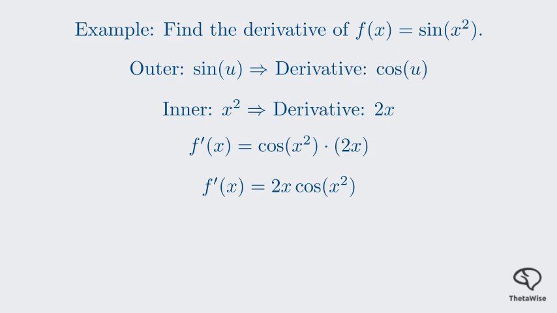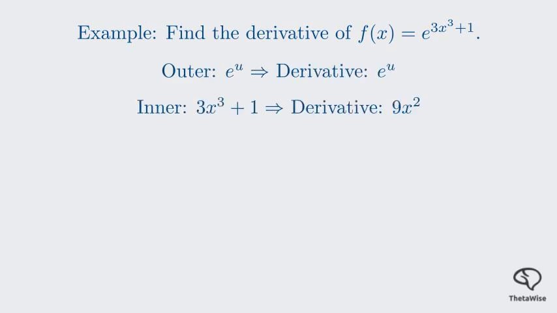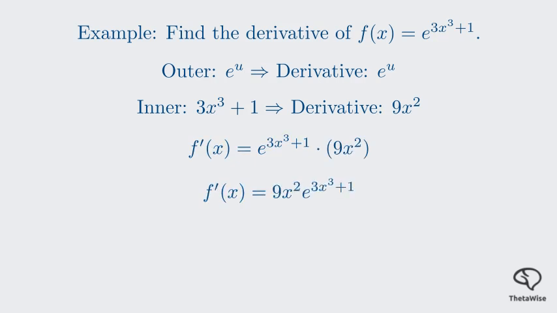Finally, let's look at an exponential function. Find the derivative of f of x equals e to the power of 3x cubed plus 1. The outer function is e to the u, and its derivative is e to the u. The inner function is 3x cubed plus 1, and its derivative is 9x squared. Applying the chain rule, we get the derivative of the outside, e to the u, evaluated at the inside, 3x cubed plus 1, which is e to the power of 3x cubed plus 1. Then we multiply by the derivative of the inside, 9x squared. So the derivative is 9x squared times e to the power of 3x cubed plus 1.